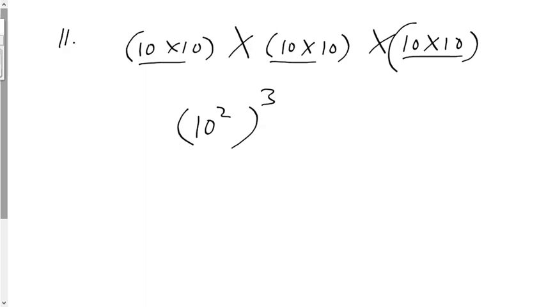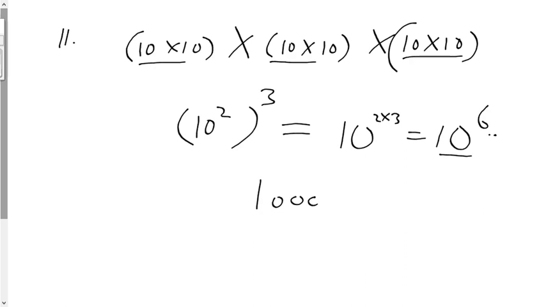exponent. As a single power using law 3, when we have a power to an exponent, we keep the base and multiply our exponents. As a single power, it's 10 to the 6. And just like the true-false, when you have a base 10 to any exponent, put down a 1, and your exponent will tell you how many zeros to put. The answer, again, is 1 million.